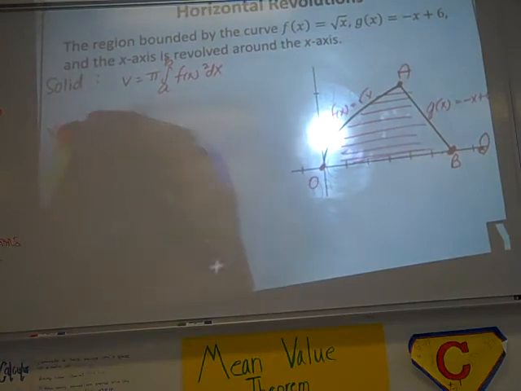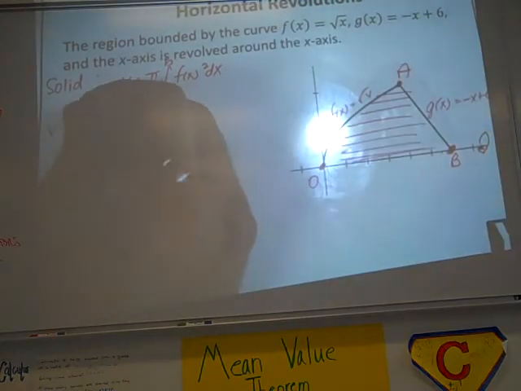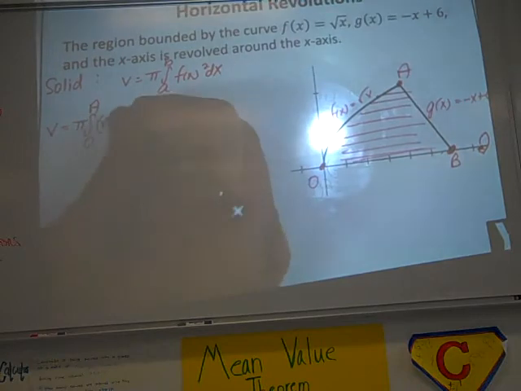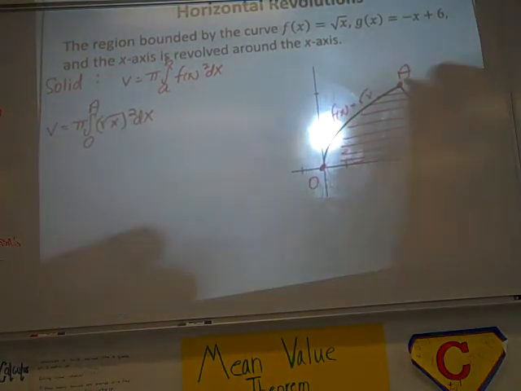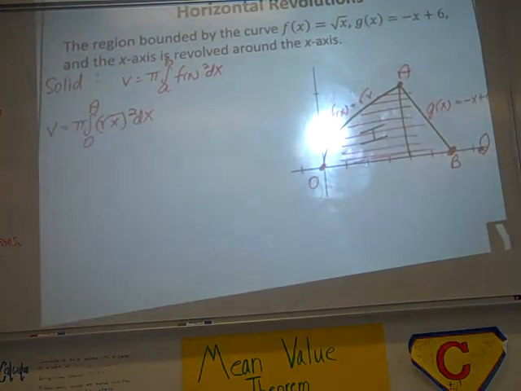So I'm going to have volume is equal to pi, we know 0. Let's see, we have to go to A. The function is the square root of x. That's what gets squared. We integrate with respect to x. That will give me the volume when region 1 is revolved around the x-axis.